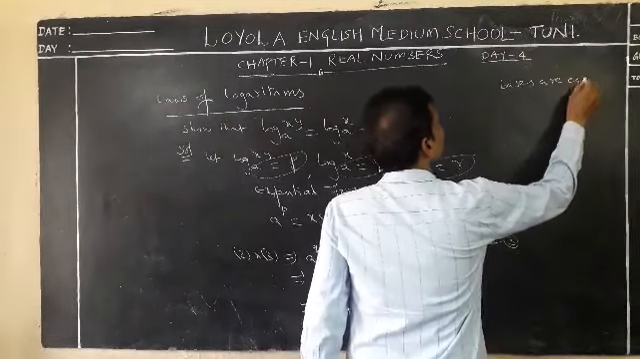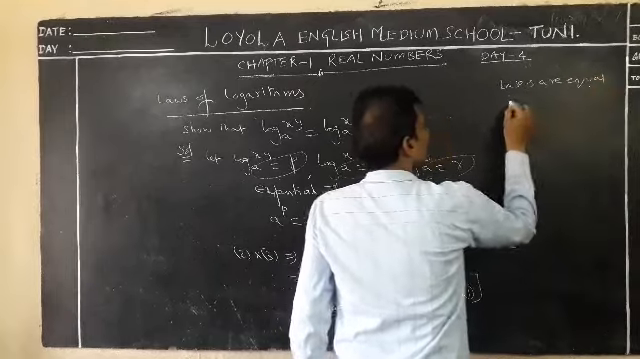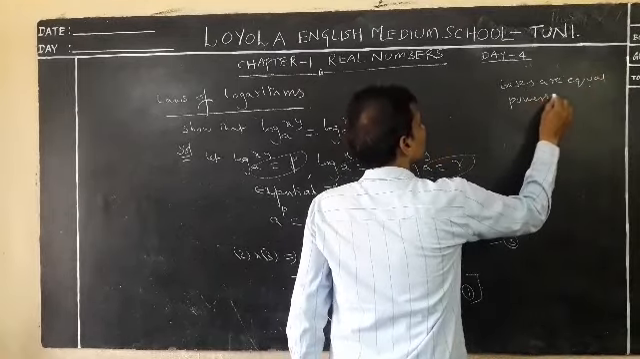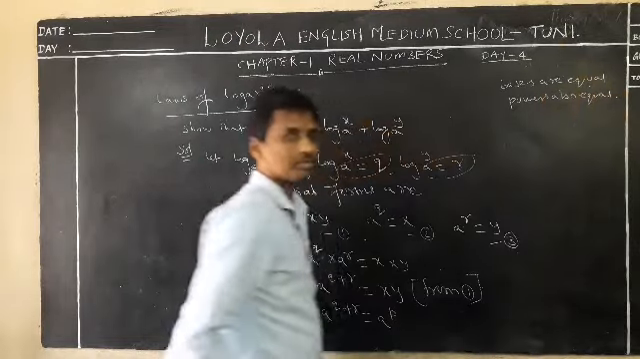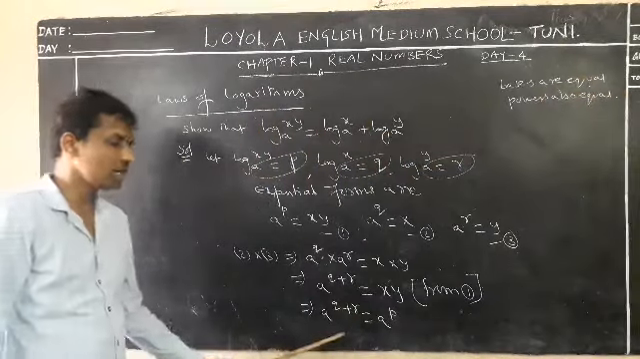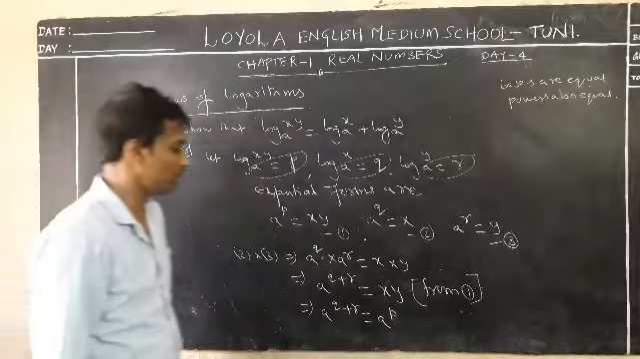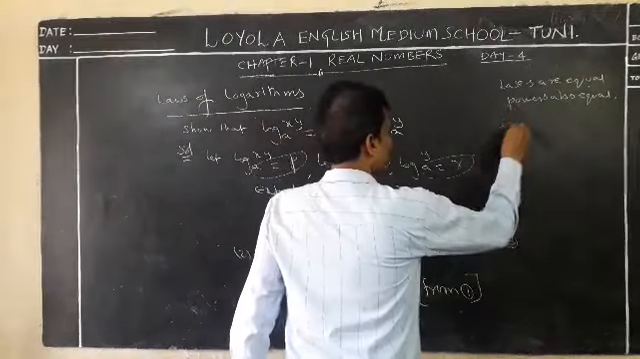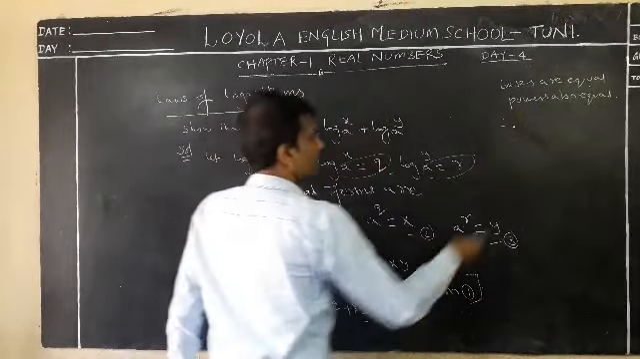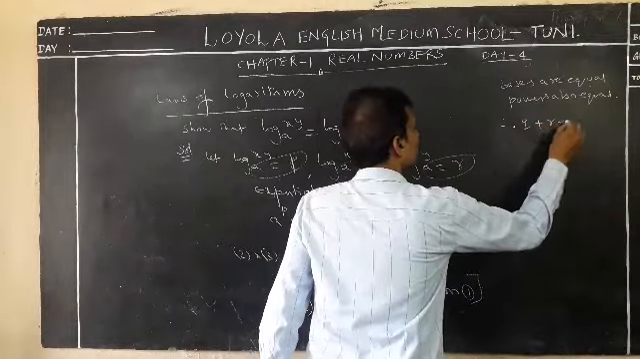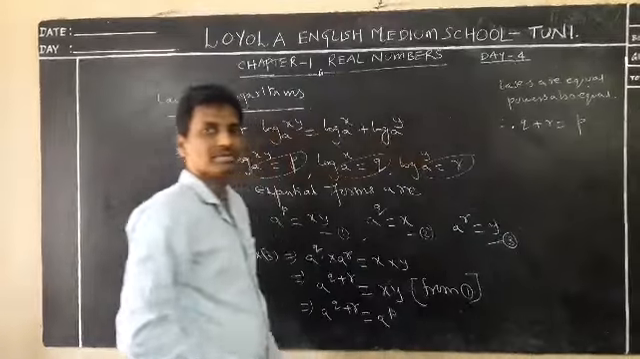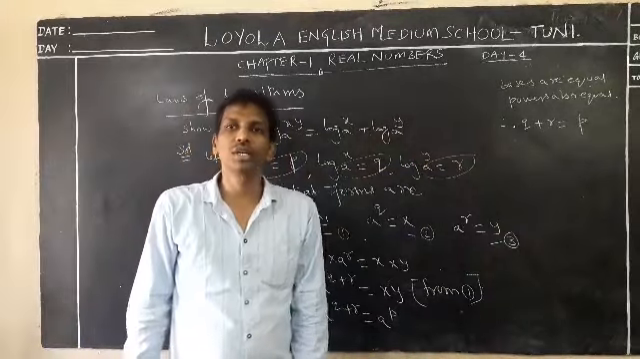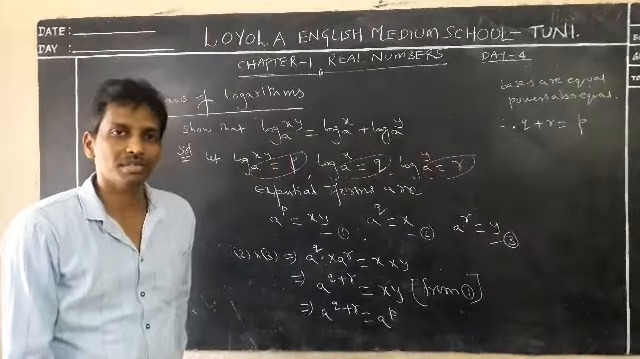So what we understood here, bases are equal, powers are also equal. Bases are equal, powers are also equal. Therefore, what are the powers here? LHS is q plus r and RHS is only p. So we get one equation, q plus r is equal to p.